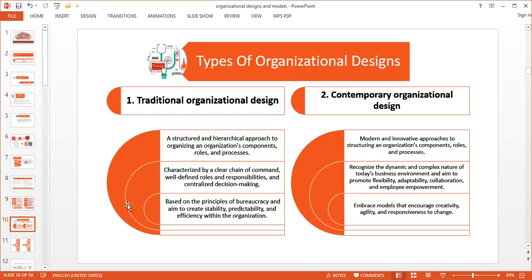Now we're going to focus only on organizational design as it is the major topic. There are two major types of organizational design: traditional organizational design and contemporary organizational design.